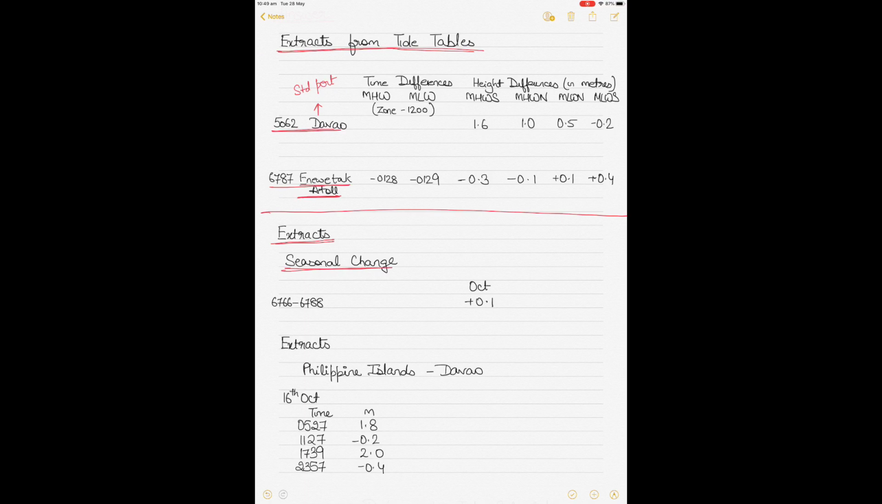So the seasonal change for the month of October for the ports with numbers 6766 to 6788, and therefore Enivitek atoll with 6787 will lie here as well, is given here as 0.1.